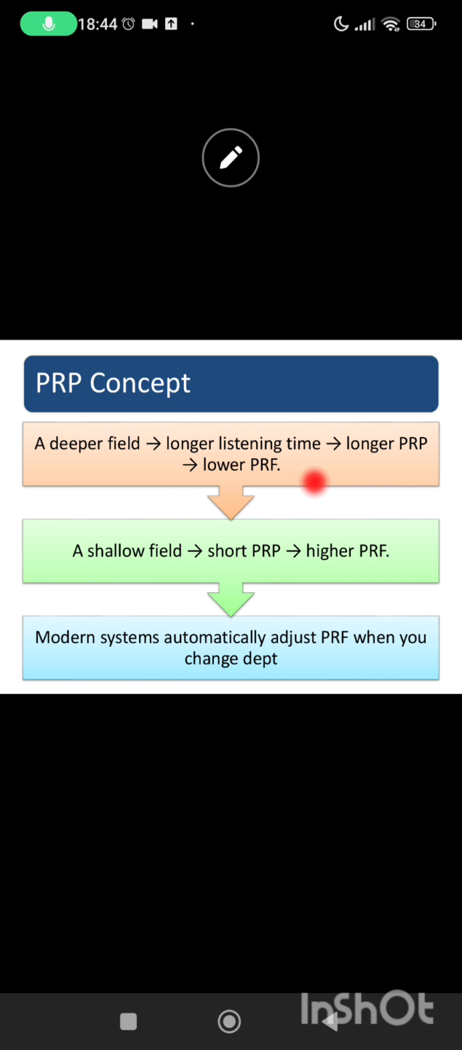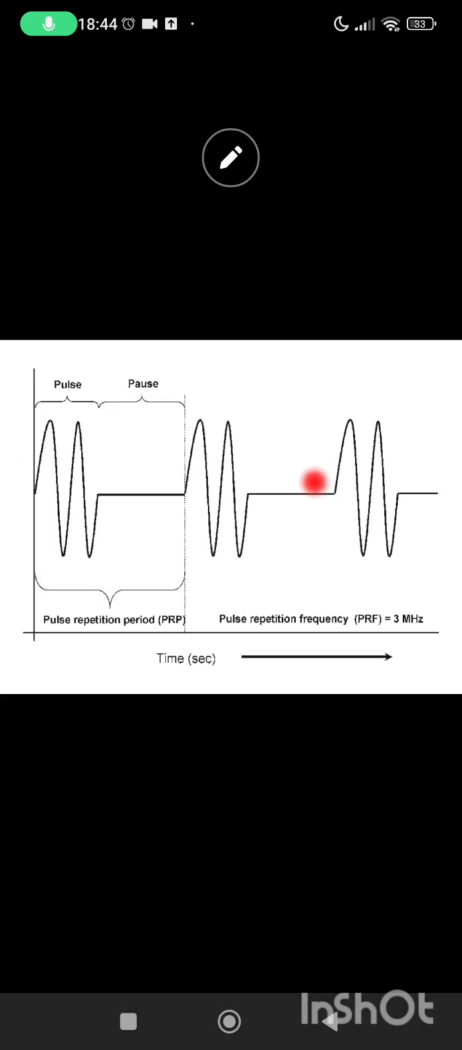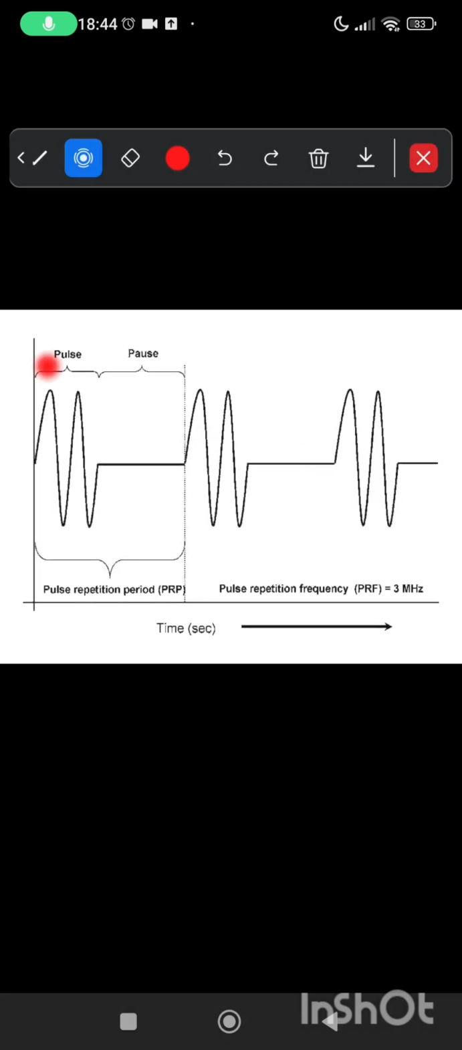Shallow depth, it means high PRF, and the time the pulse travels and comes back is reduced, shorter PRP, and frame rate is good. For the shallow depth, temporal resolution is good or bad? Shallow, temporal resolution is good. Yes, because frame rate is high. So modern systems automatically adjust PRF when you change the depth. So here we can see pulse repetition period. First, pulse transmission, then there is a pause. So there is a pulse repetition period time.